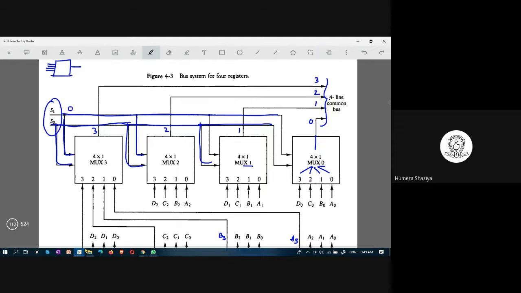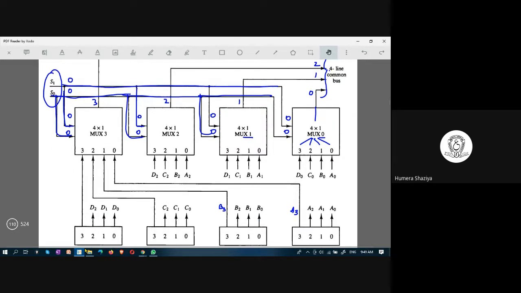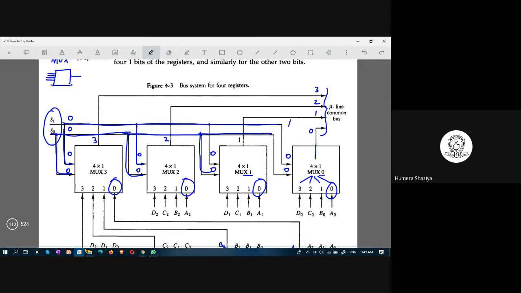When both are 0, 0, so here you are getting 0, 0, here you are getting 0, 0, and 0, 0. When all four multiplexers are receiving 0 0 as the selection line input, then what will they select? This zeroth value. What is this zeroth value? This 0 is A0, this 0 is A1, this 0 is A2, this 0 is A3. And here it is carrying A0, A1, A2 and A3. So this bus line will carry information from register A.